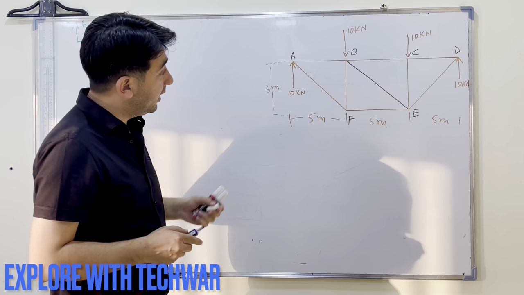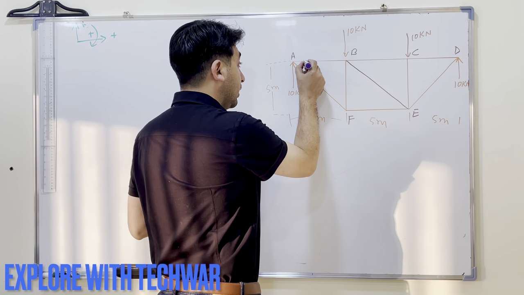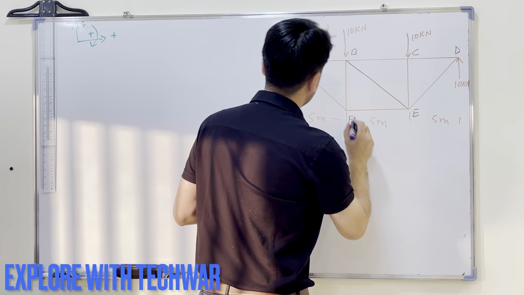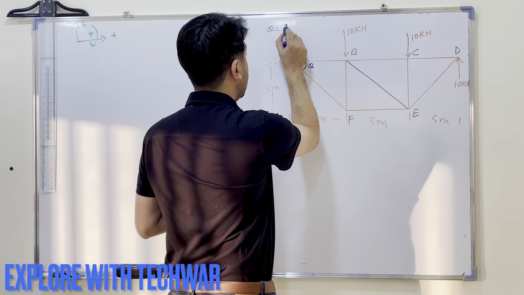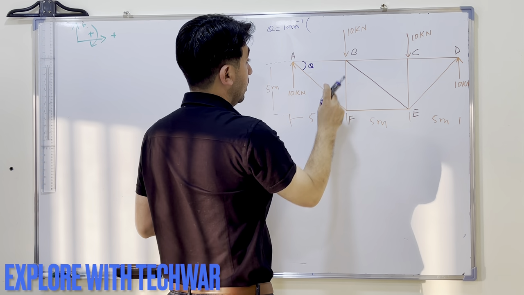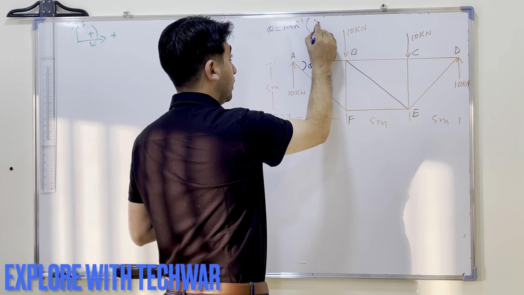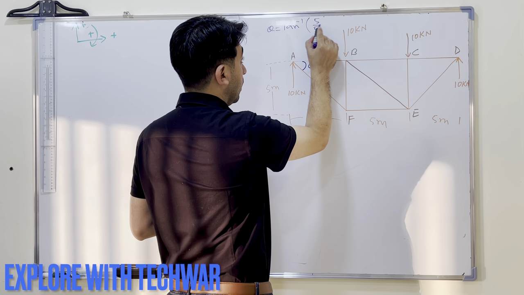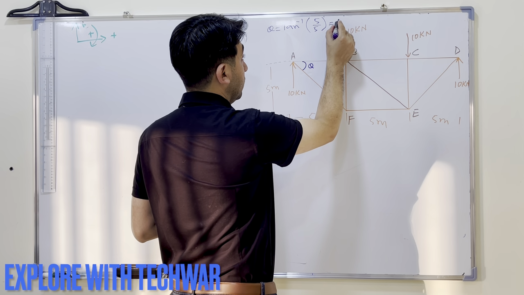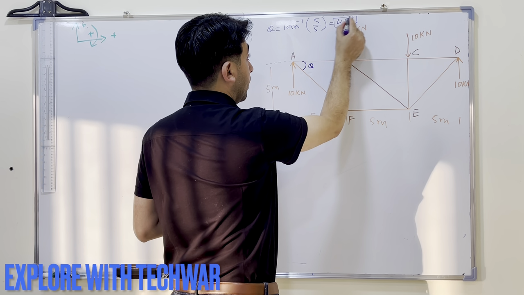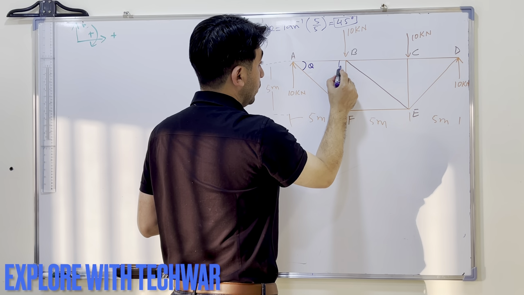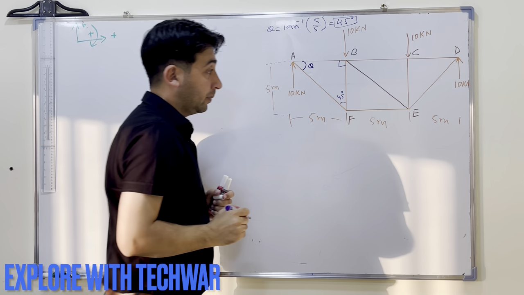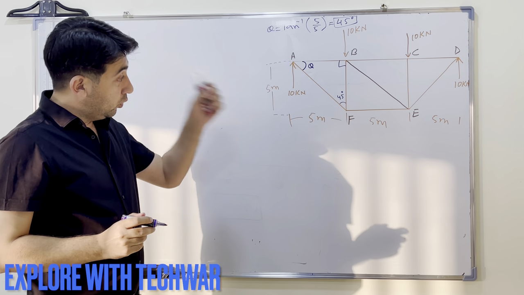So we will need to find the angle, and let's say this one is theta. Theta is equal to tangent inverse of the height of this triangle, which is 5, divided by the base of this triangle, which is also 5. 5 by 5 is 1, and tangent inverse of 1 is 45 degrees. So if this is 45 and this is 90, this one will also be 45 degrees. So we found theta.